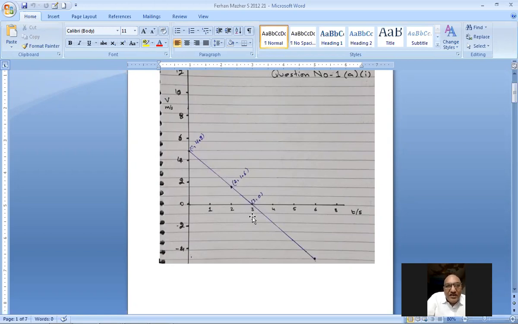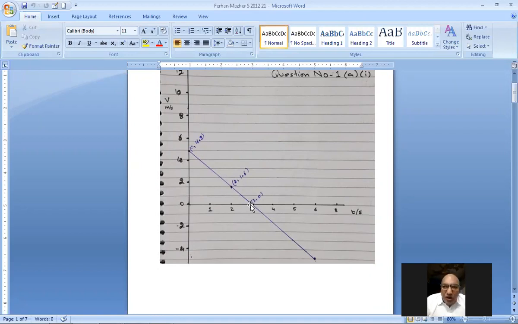You see, at time 3 seconds, it crosses the x-axis. It means the velocity is 0 here. When the velocity of the body which you have thrown in the upward direction becomes 0, it means that the ball has reached the maximum height.